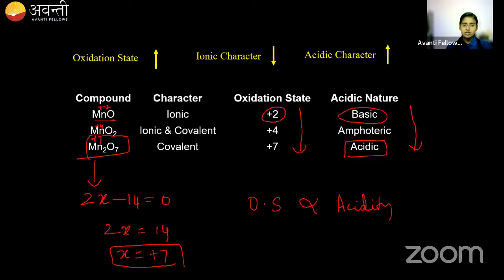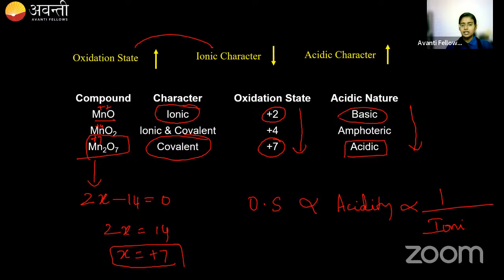Got it? And also the one which is having the lowest oxidation state is more ionic in nature, because oxidation state and ionic character are inversely proportional. And the one which is having the highest oxidation state is more covalent in nature. Got it? So directly proportional to acidity, inversely proportional to ionic character. Oxidation state is directly proportional to acidity and inversely proportional to ionic character.